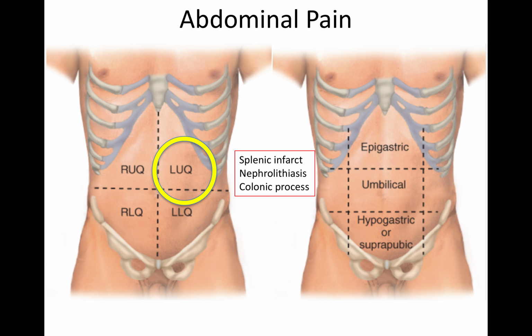Left upper quadrant pain, so a little less common, but it can happen. So think about things like splenic infarct, if there's a patient that makes sense for. Nephrolithiasis again, someone who's having a stone, maybe higher up in the pelvis of the kidney, for instance, or a colonic process. If you have ischemia of the colon, or if you have constipation, things like that can cause pain there.